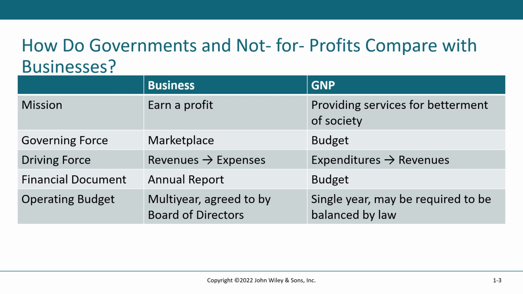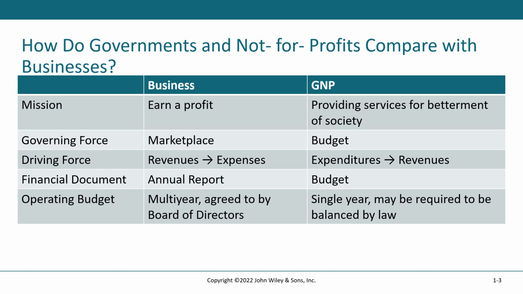From a financial document perspective, in for-profit businesses, the annual report is a very important tool. At the end of each year, a for-profit business generates an annual report to its shareholders to report on how well the business did or did not do. And in the nonprofit setting, the budget is the primary document that helps drive decision making, because it's the approved budget that determines how much the nonprofit can spend on certain things.